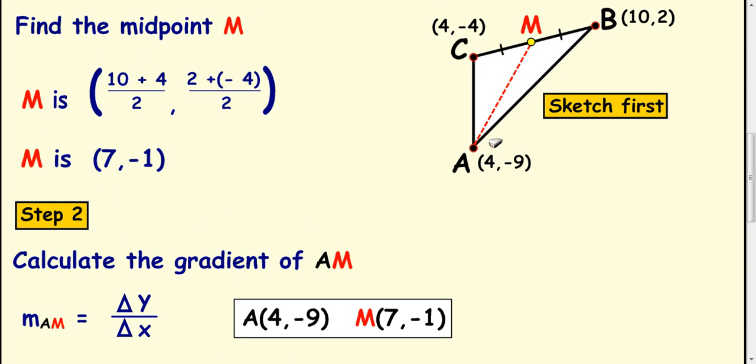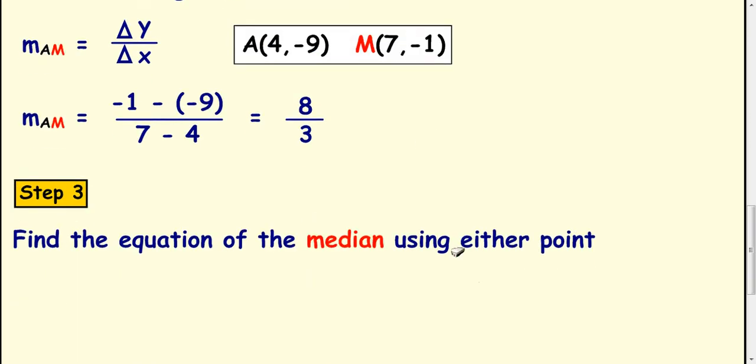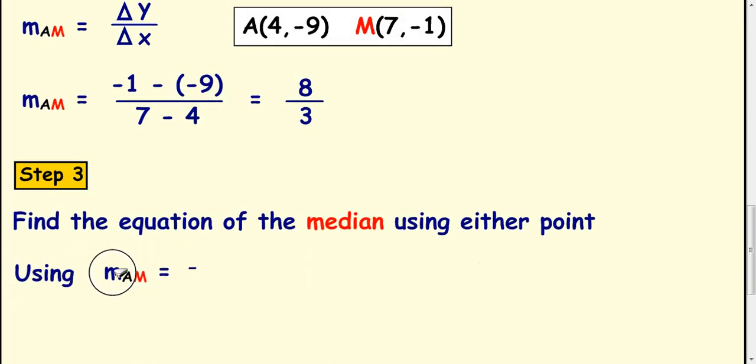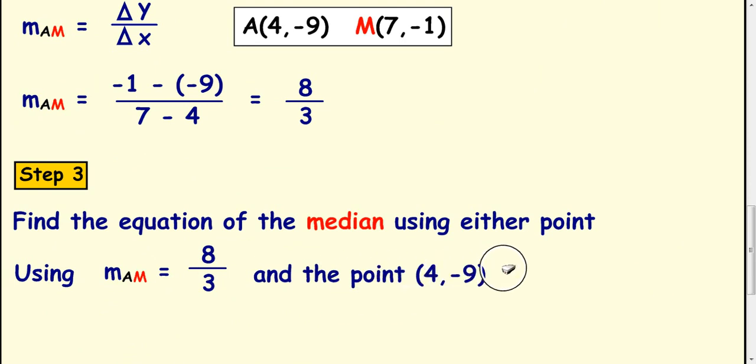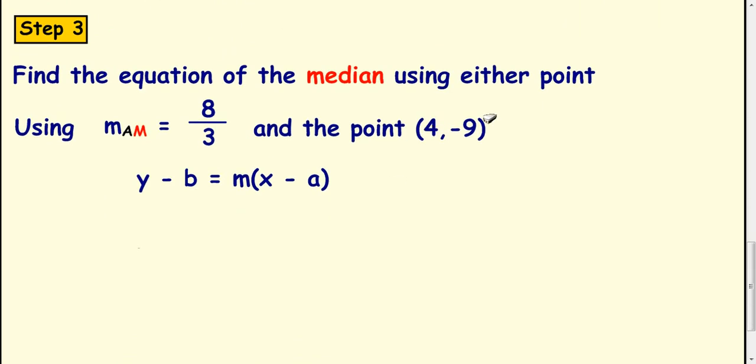I usually use the point that's been given in the question when I'm doing my y take b, so I'm going to use the 4, -9. So find the equation of the median using either point. I'm going to use the point being given, so 8 over 3 and the point 4, -9. So y take b equals m x take a. Sub in your a and your b. This is your b here, and this is your a. So y plus 9, because it's going to be subtract negative 9, equals 8 over 3 x take away 4.